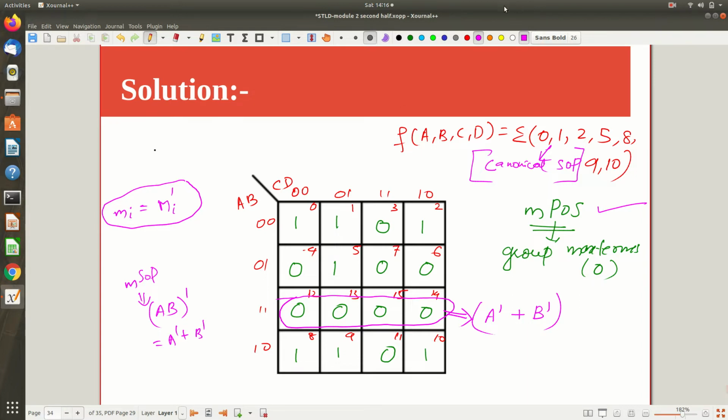Now let's see the next grouping. Now it will be more clear. The next grouping is like vertically I can group these 4 ones.